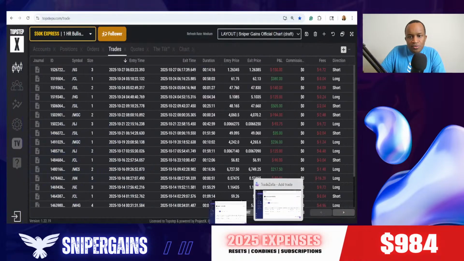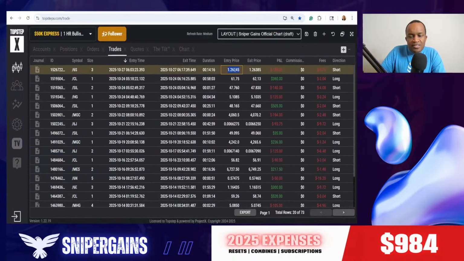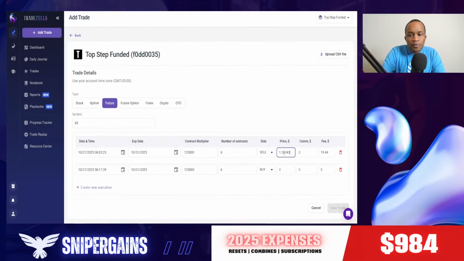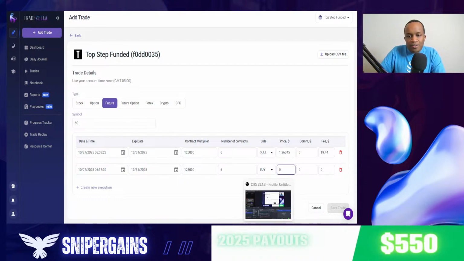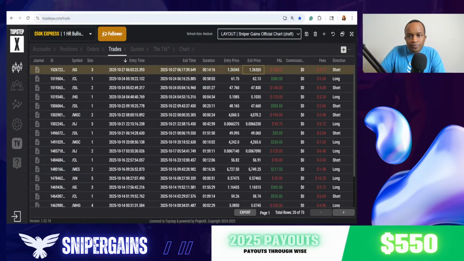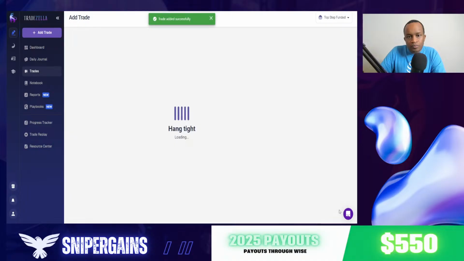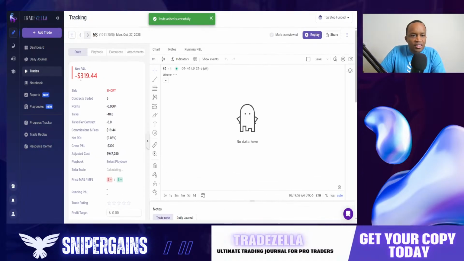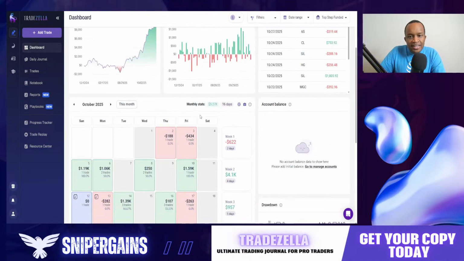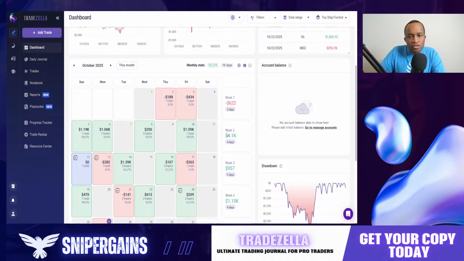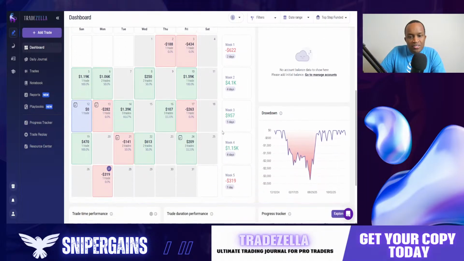Now for the price, we're just going to copy and paste. So this is the starting price or entry price. And then this is the exit price. So in total, we've lost $319.44. So now that takes a hit on our monthly P&L. So we're now at $5,270 in profit.